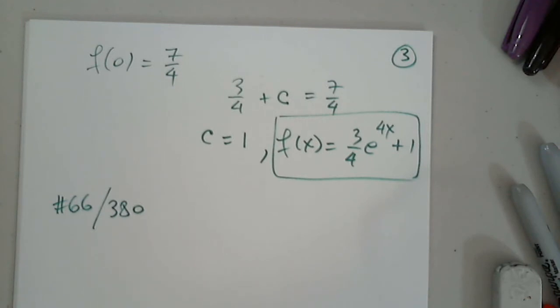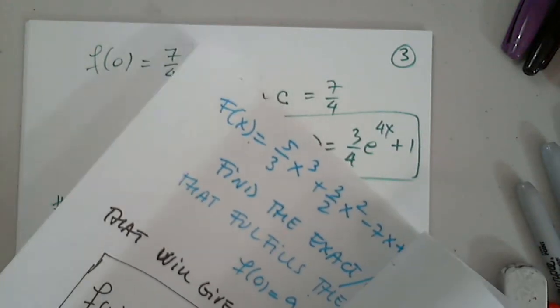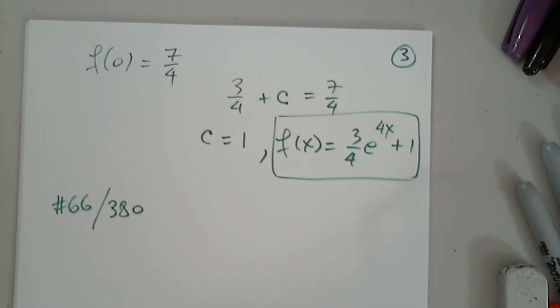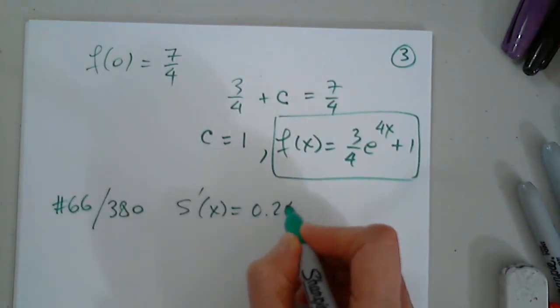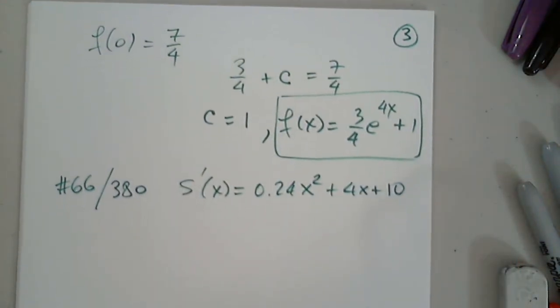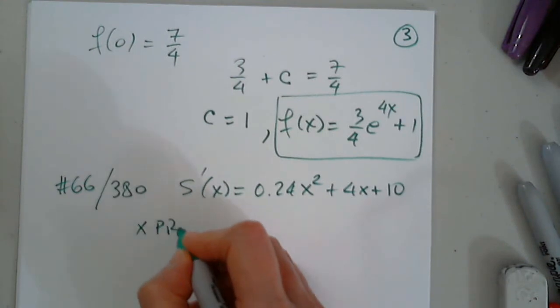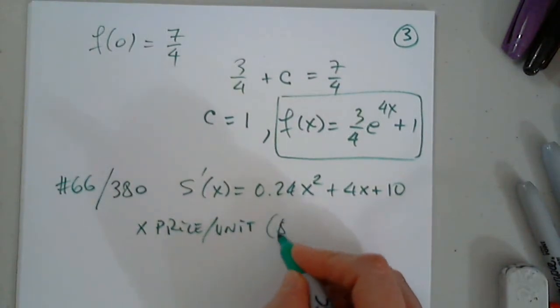Okay. Supply from marginal supply. I think we did this problem. Let me see. Which problem we did last time? Okay, we did 62. Okay, this is good. So 66. Keynes Corporation finds the rate at which seller's quantity supply changes with respect to price is given by the marginal supply function. S prime of x equals 0.24x squared plus 4x plus 10, where x is the price per unit, in dollars, of course.